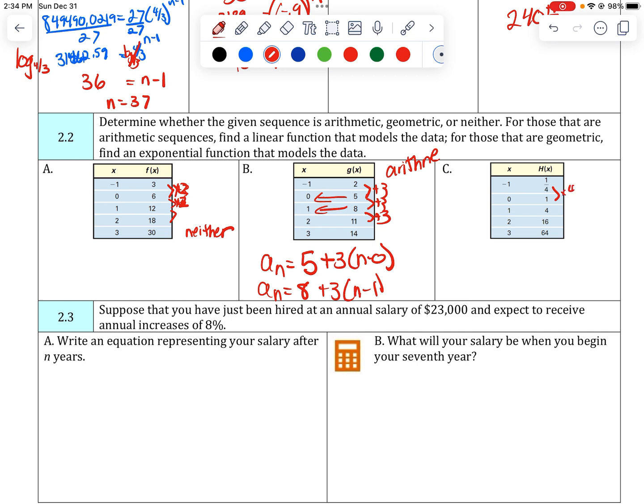How about this one? Times 4. So it's geometric. So let's see, if I use our first term here, 4 times 4 to the n minus 1. But again, you could use any term. I could use 16 times 4 to the n minus 2. Totally up to you what one you wanted to use.